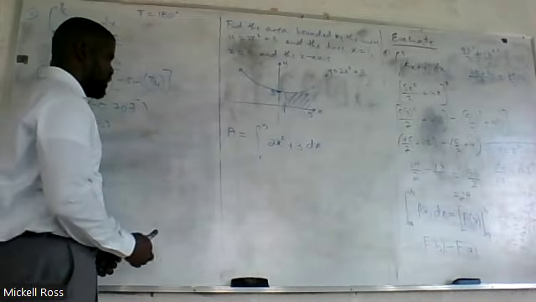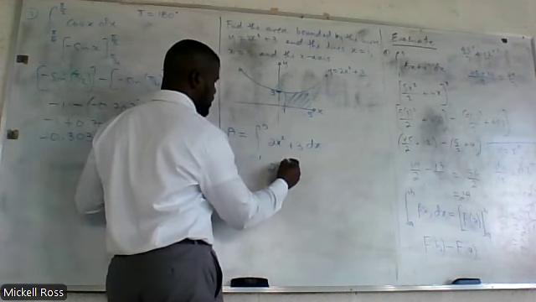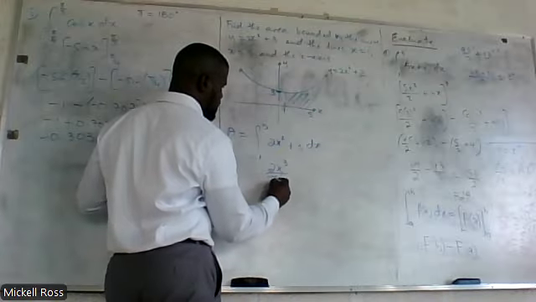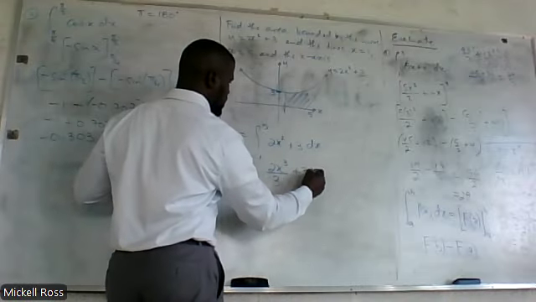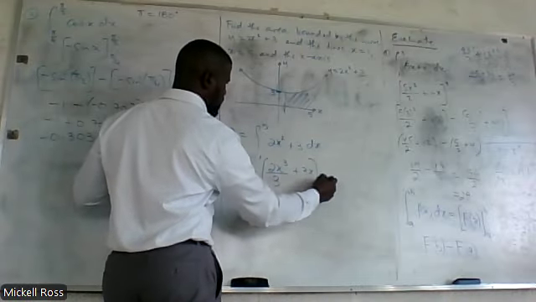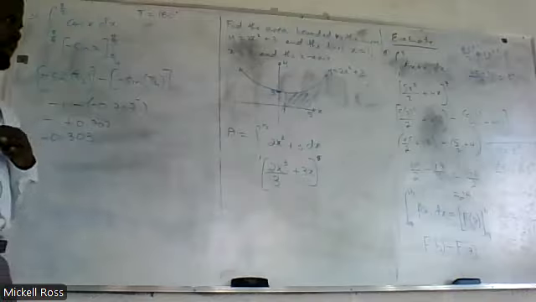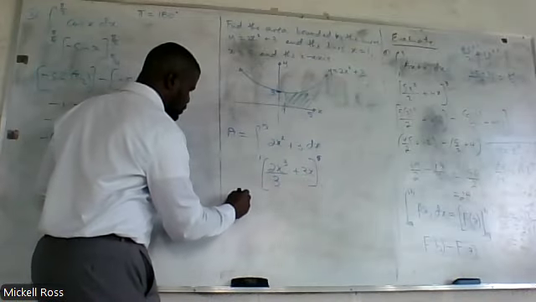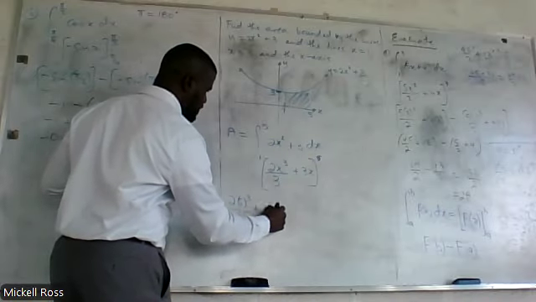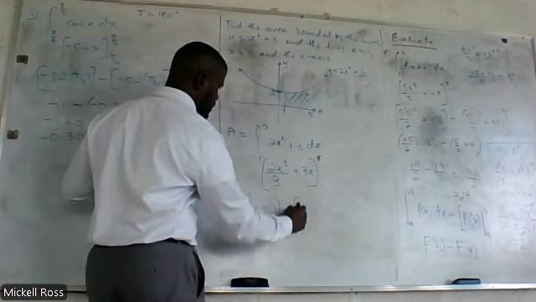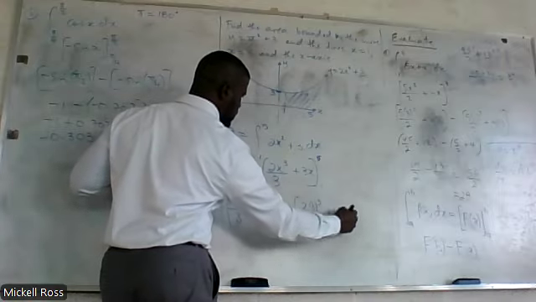When we're integrating, what do we do with the power? Add 1. So we're going to get 2x cubed divided by 3, and the integral of 3 is 3x, from 1 to 5. So I'm going to put in when x is 1 and when x is 5. There's going to be 2 times 5 cubed divided by 3 plus 3 times 5, and then minus 2 times 1 cubed over 3 plus 3 times 1.